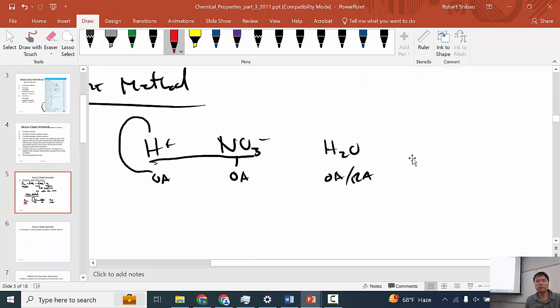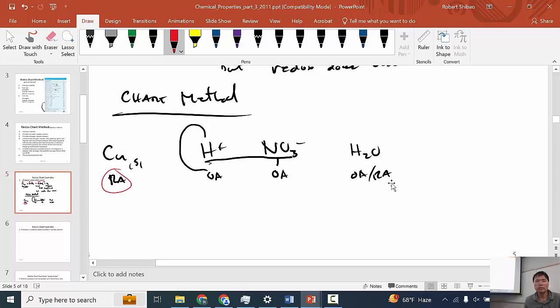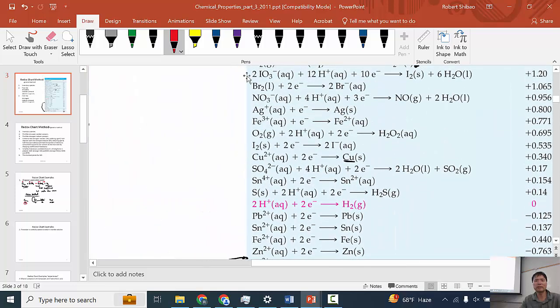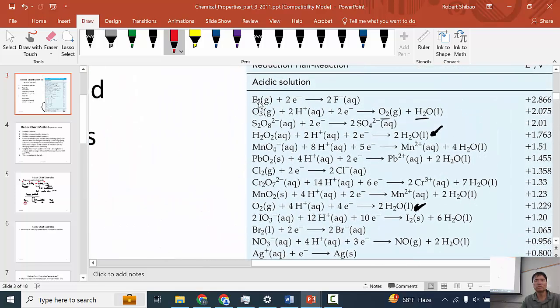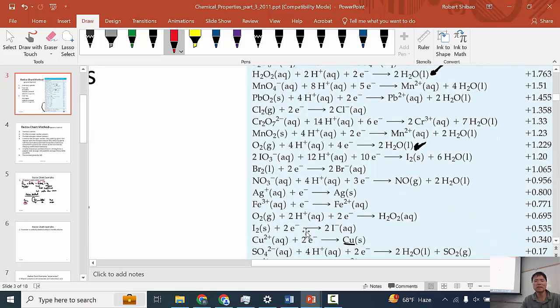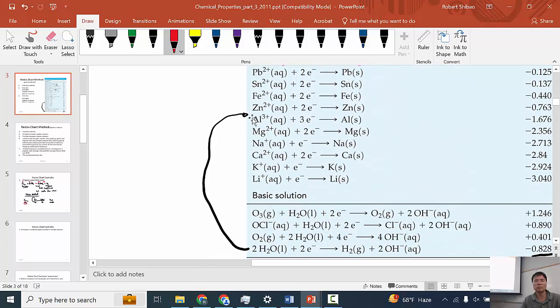Okay, so out of our two reducing agents, copper is the stronger. Now we have three oxidizing agents, nitrate and H+ versus H+ versus water. So when we compare it, the strongest is fluorine, so we'll work our way down. Fluorine, the first one we hit is nitrate and H+. The second one we hit is H+ alone. And the last one we hit is water, which sits between zinc and aluminum ions.